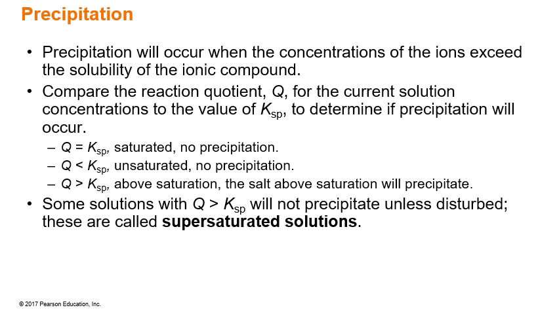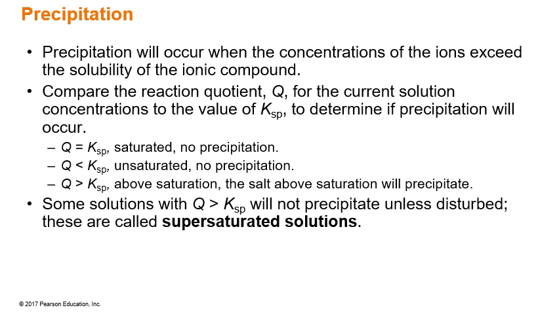If Q is equal to KSP, it's a saturated solution, so we're just on the borderline of a precipitate forming. If the KSP is bigger, that means that we have to have more ions before a precipitate forms, so we won't get a precipitate. If Q is larger, it means it's above the saturation point, and we are going to get a precipitate.